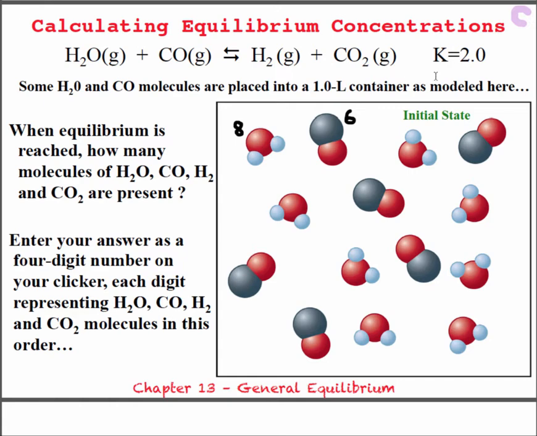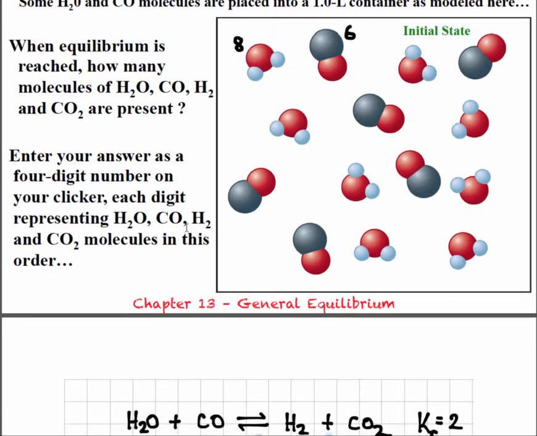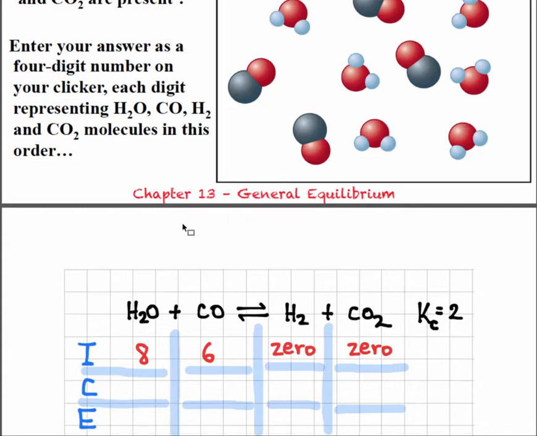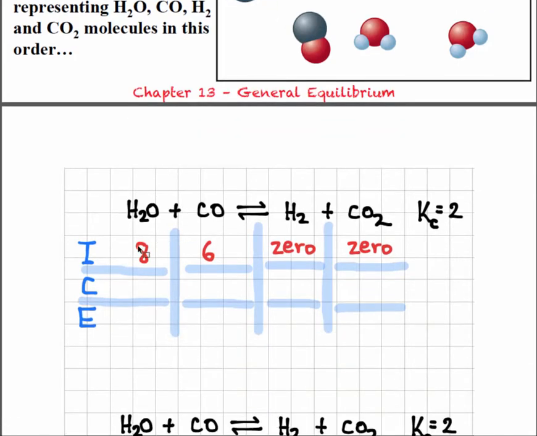And I'm supposed to find out how many molecules of H2 and CO2 are present at equilibrium. Well, I'm pretty sure I'm going to need an ICE table. So I start off with 8 of these and 6 of these. They don't mention having any of that in the beginning, so it must be 0. But if I have none of these in the beginning, then of course they're going to want to go up. That's what that arrow says.